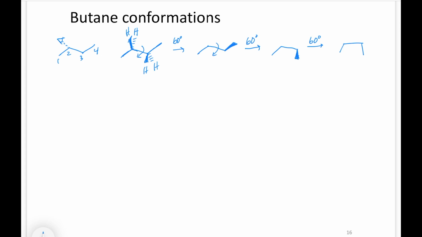Let's describe these 4 conformations using a Newman projection. Again, we're going to look down this C2-C3 bond. So let's start here. Our first conformation has this methyl going down. Here's our methyl, and then we have 2 hydrogens coming off of it. The methyl in the back is going up, and we have our 2 hydrogens here. Cool. We have our staggered form.